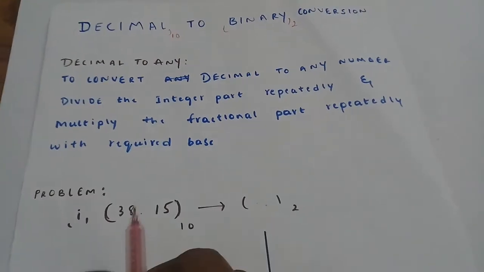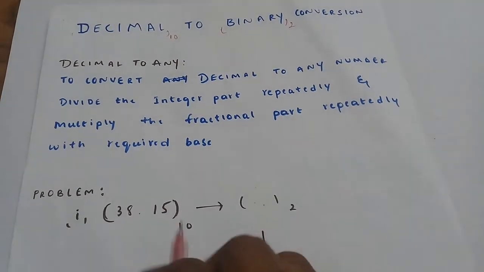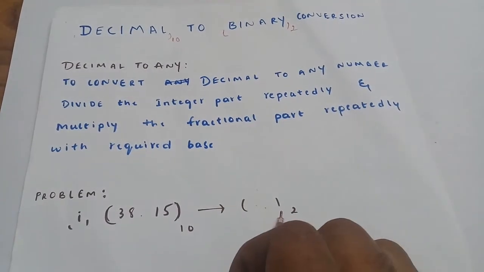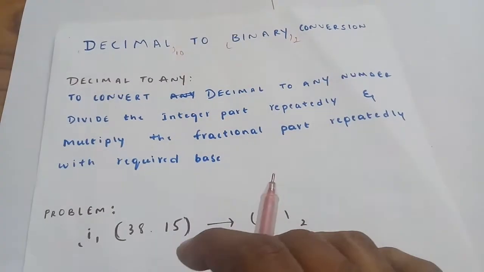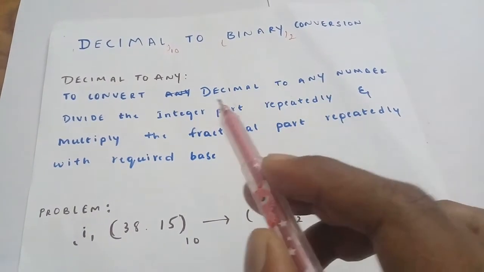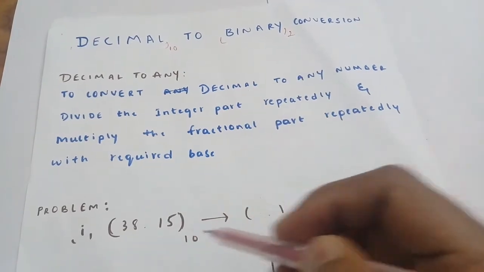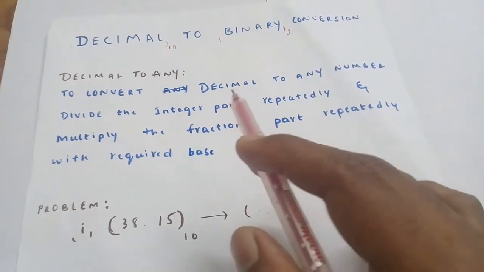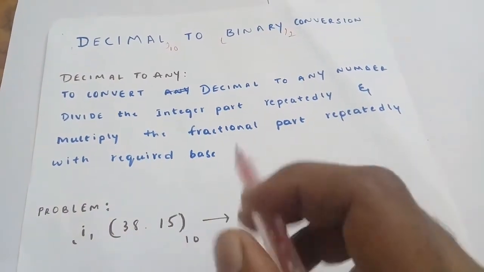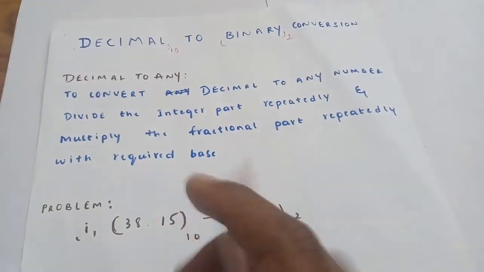The given problem is 38.15. It is in decimal number system. We have to convert it into radix 2, that is binary number system. Let us see decimal to binary number: divide the integer part repeatedly.